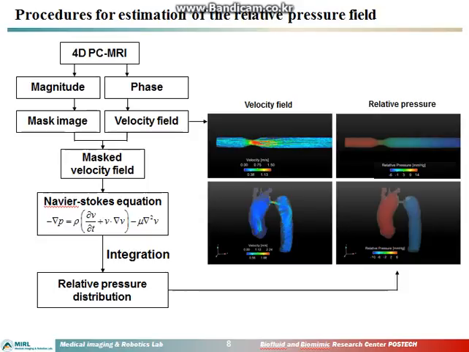Recently, relative pressure estimation using 4D PC-MRI has been introduced as an alternative method for estimating the pressure loss of the blood flow across the aorta and stenosis. The method aims to calculate the pressure gradient at each voxel from the Navier-Stokes equation and reconstruct the pressure field over the whole vessel of interest.